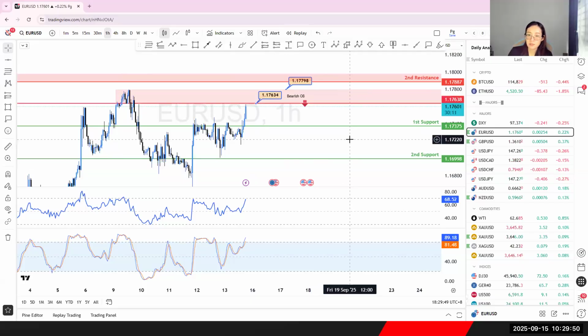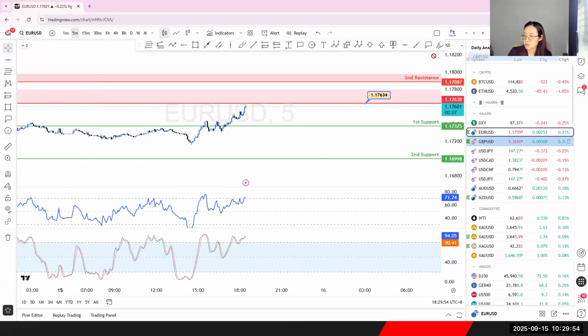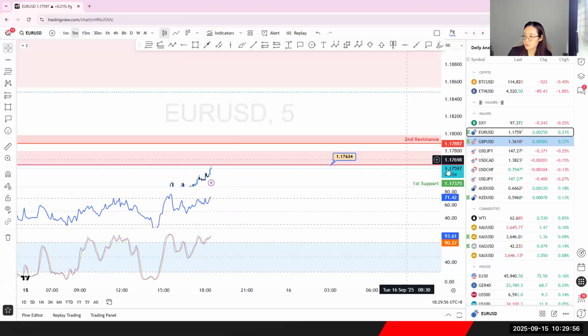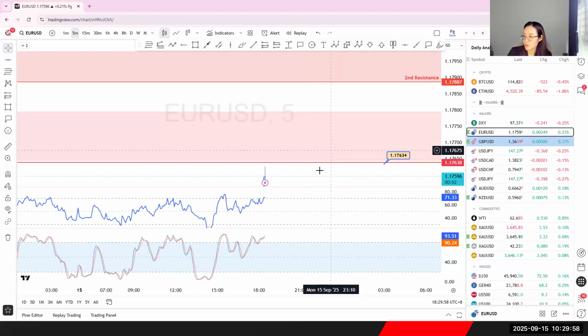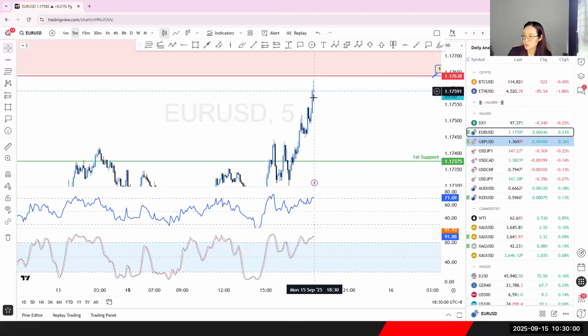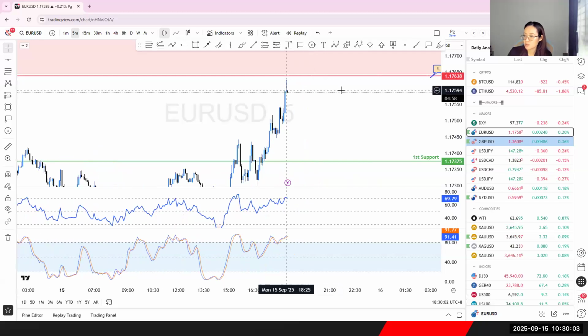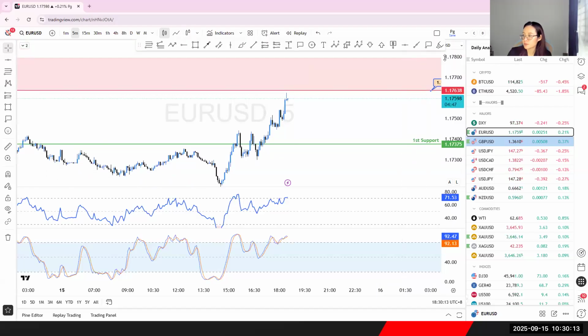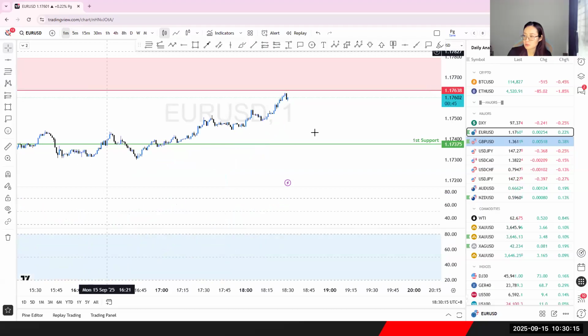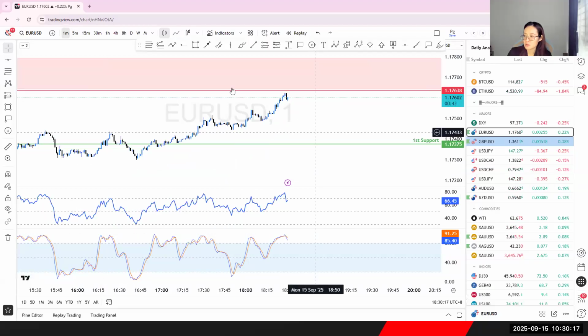I haven't entered yet because, let me see. Yeah. You might see the pullback from this level. You see the almost touching. Oh, you can sell now. If you want to sell, you need to put the stop loss above this red box. Okay.